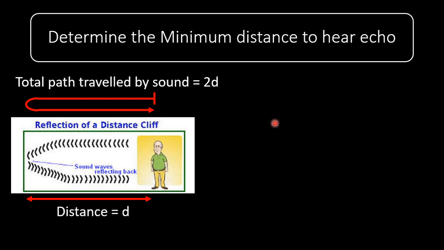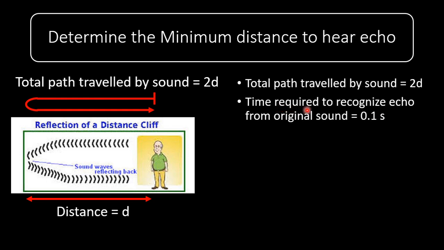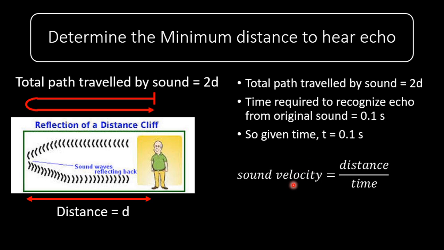So the total path traveled by sound is twice d, and this distance should be traveled in the time of 0.1 second, because 0.1 second is the minimum time required to recognize echo. So the given time here is 0.1 second. From the simple formula of velocity, we know that velocity can be determined by dividing the travel distance by given time. So here the total distance traveled by the sound is 2d, while the given time is small t. So the velocity of sound should be 2d by t.